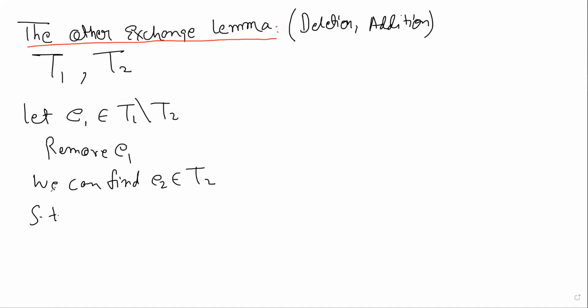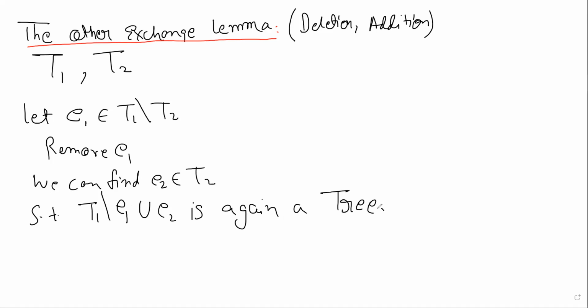So we can find the E2 in T2 such that we can make the situation good again. We have removed the E1, and then we can add E2 and it is again a tree. Please try to prove this. Note it down. Just give me 2 minutes, then 1 minute also, some water.